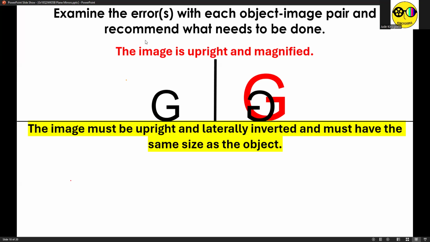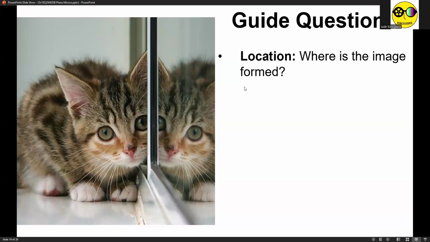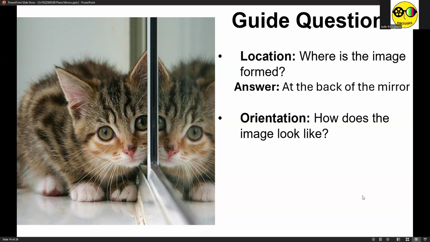Okay, so let's summarize the LOST: location, orientation, size, and type that characterizes the images formed by plane mirrors. No? So first question, location, where is the image formed? It will always be formed at the back of the mirror. Second, orientation, how does the image look like? The options here are upright, upright and laterally inverted, as well as inverted. And the correct answer is upright and laterally inverted.